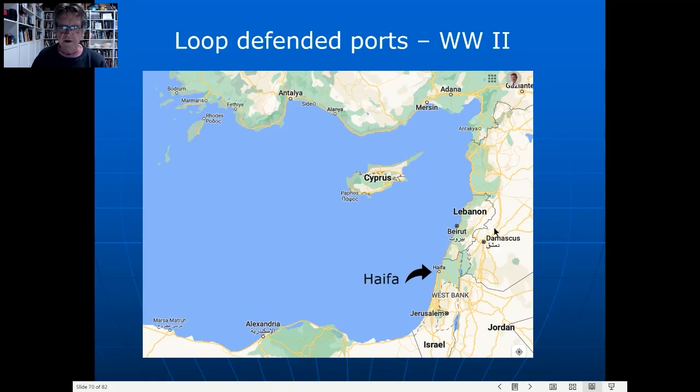Now here we are in Haifa. Now you get the orientation right. This is Israel here, and you've got the other places, Jordan and so on, and here's North Africa over here. Now the port of Haifa was an important port for shipping for the Royal Navy, for England. A lot of oil came into Haifa, just as fuel oil and so on.